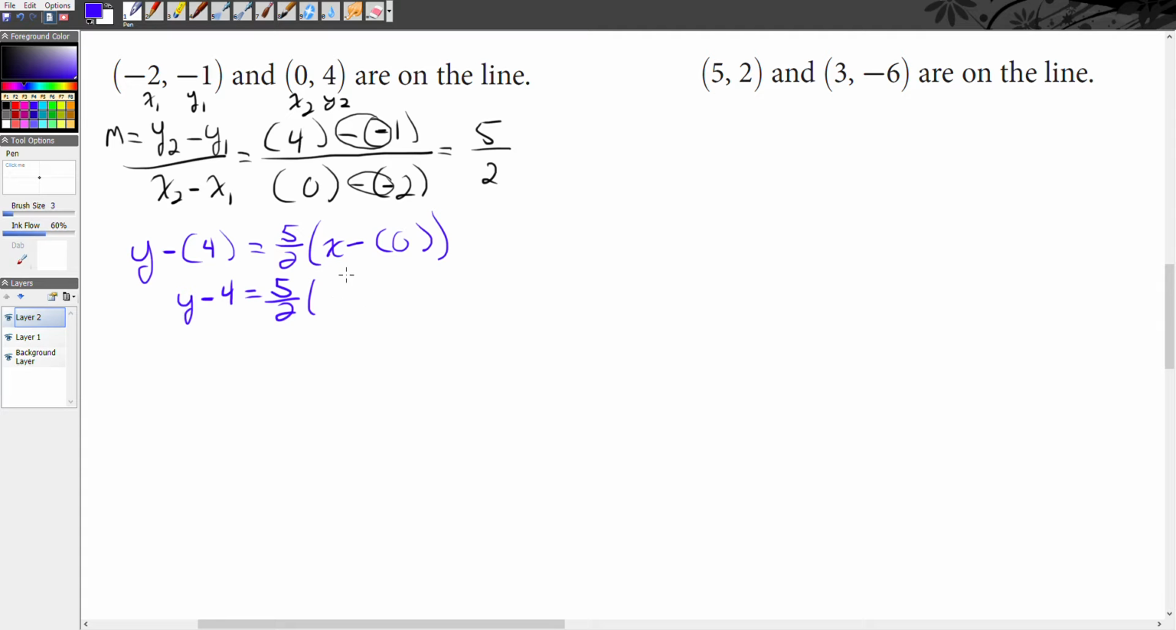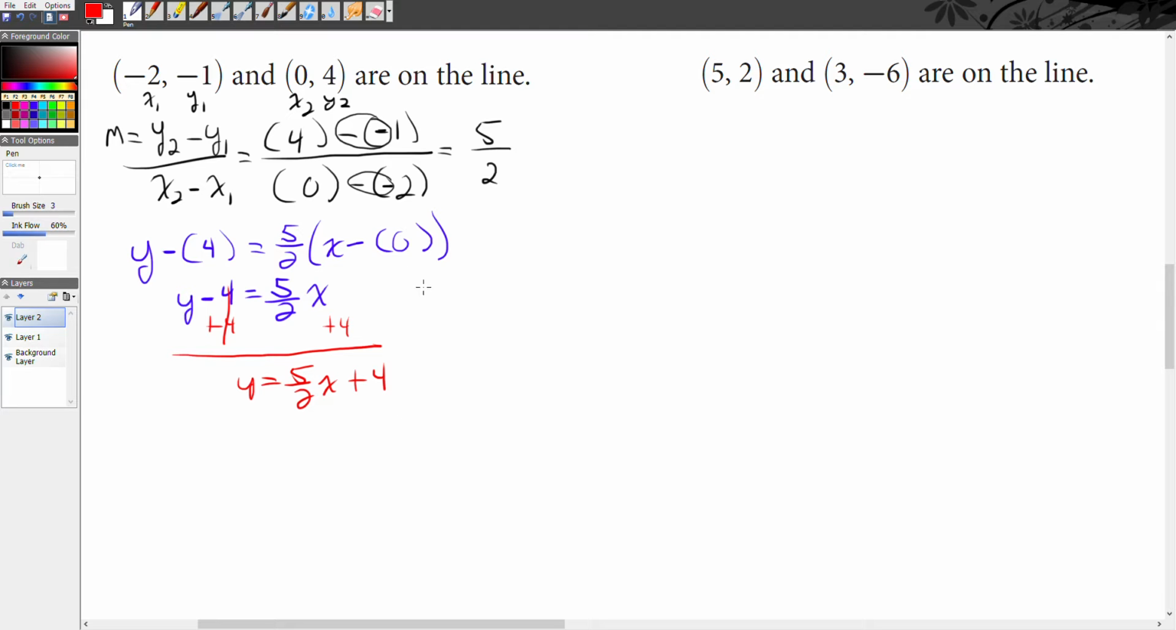So when I clean this up, I have y minus 4 equals 5 over 2 times, what's x minus 0? It's just x, right? So I actually don't even need that parentheses here. I could just put x right there. And the only thing I need to do here in order to put this in slope-intercept form is get rid of this 4. So I need to add 4 to both sides. So now this gives me y equals 5 over 2x plus 4.